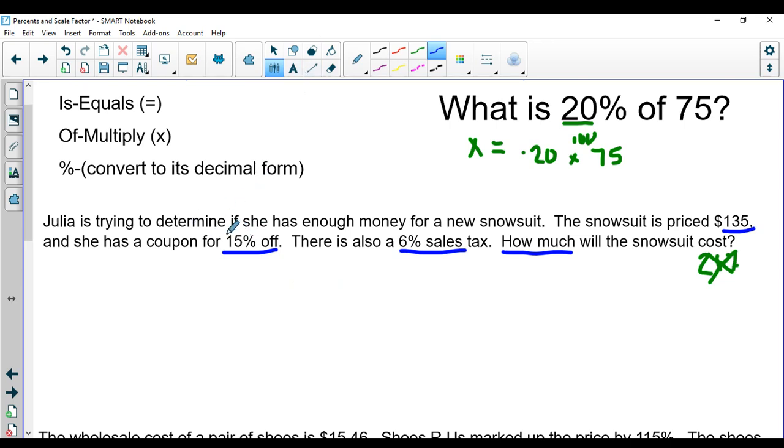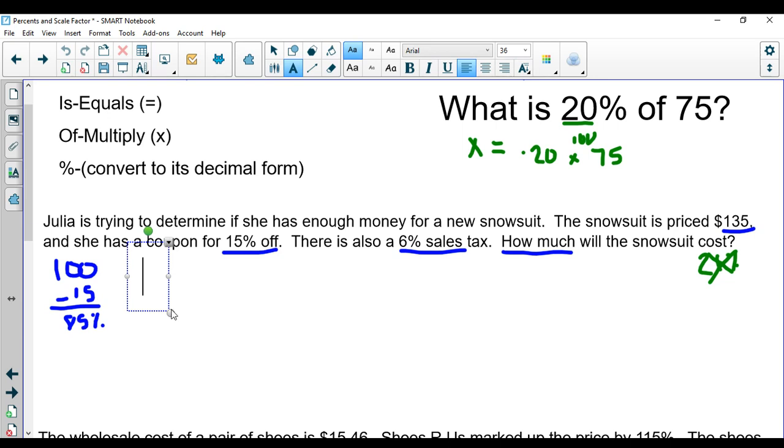So the first thing I want to figure out is, if I have a 15% off coupon, what percentage of the original price am I actually paying? So I would do 100 minus that 15, and that would give me 85%. So really, I'm going to pay 85% of this $135.